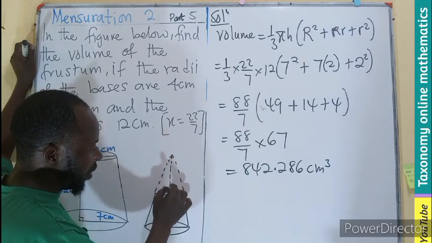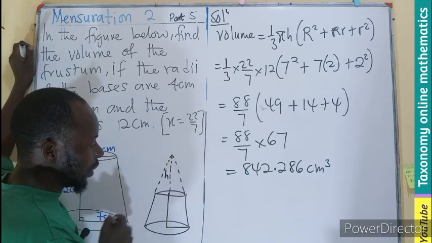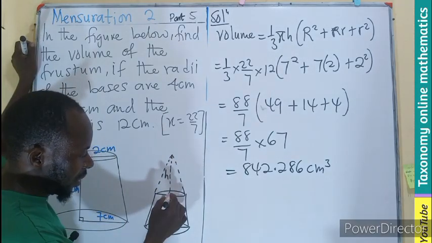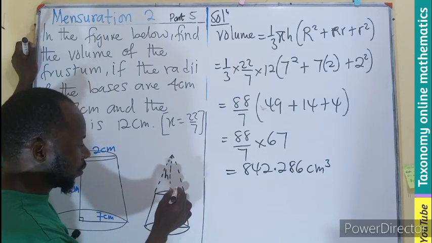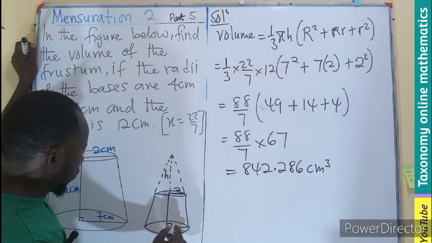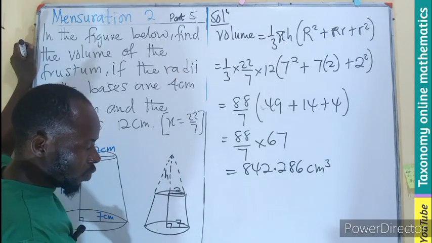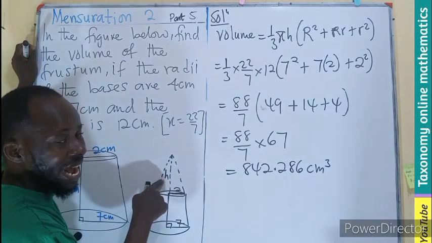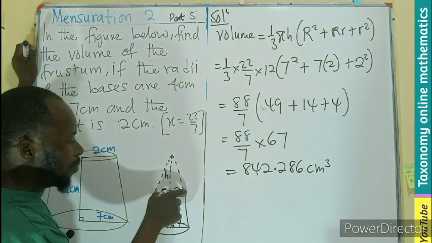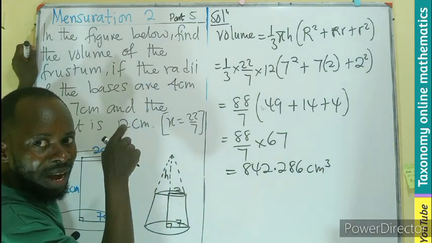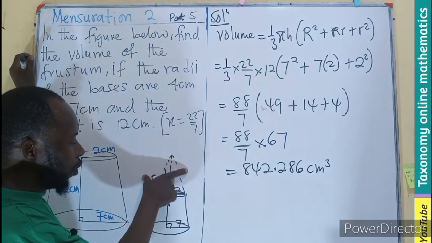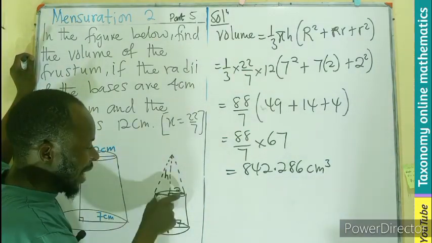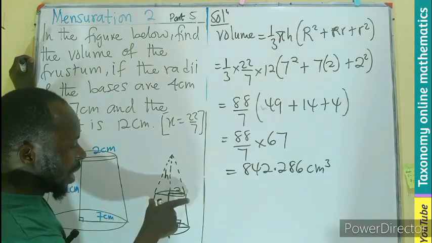So if I use this as the height h, this is going to be radius 2, and this is radius 7. We can also try to find the height of the part that has been taken off. If I can find that height, we can find the volume of the complete cone minus the volume of the smaller one. Then we arrive at this.